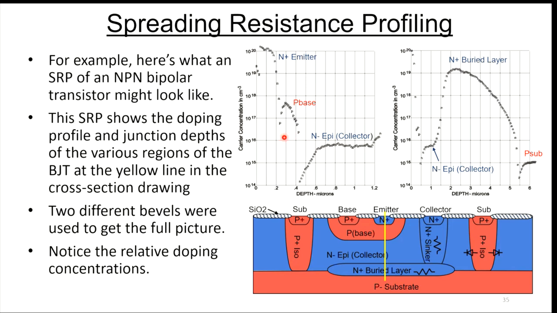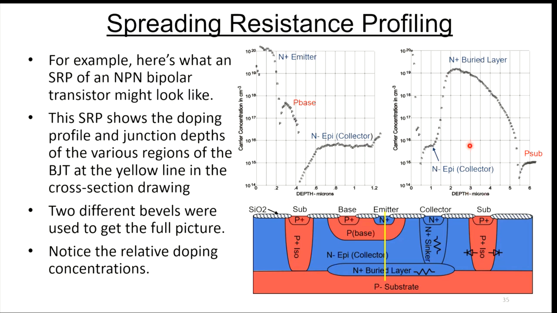This gives you an idea how narrow the base region is. You need a very narrow base region to get a decent beta on a bipolar transistor. The reason there's two plots here is because of the difference in depth. This is very shallow, so they did a very shallow bevel to get all this data. And then they wanted to get the buried layer in here, but it was much deeper. You can see it's down in the 5-6 micron range.